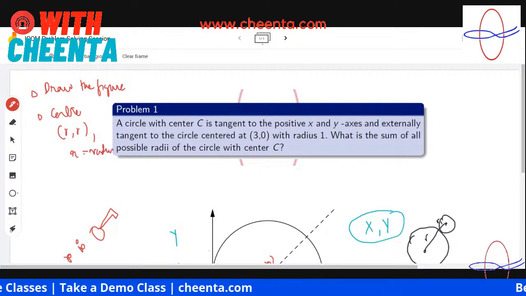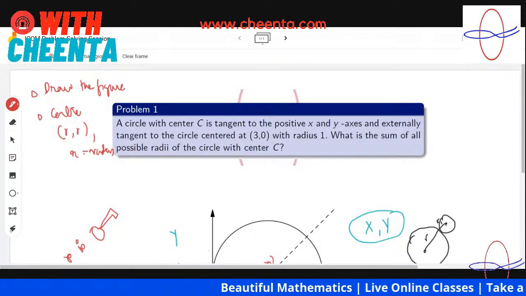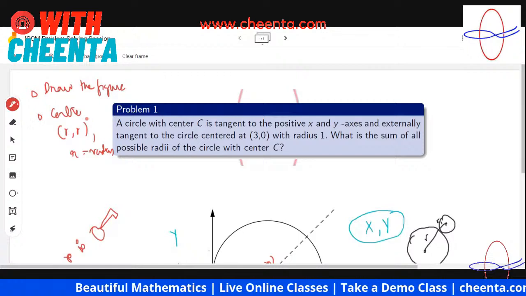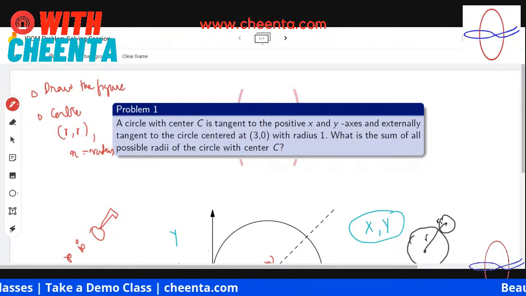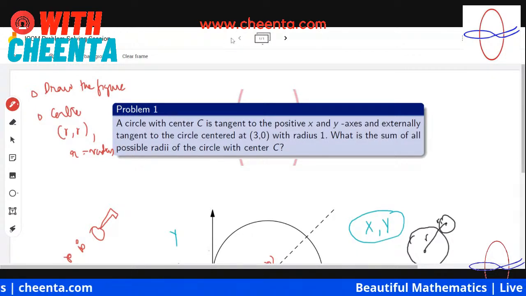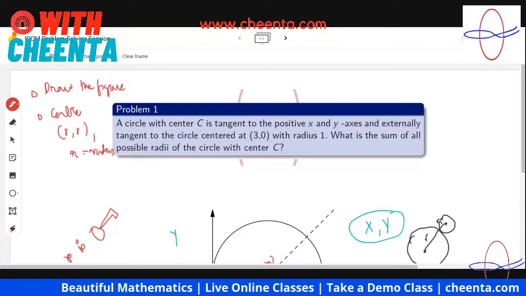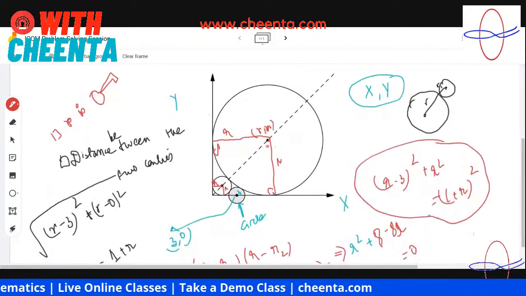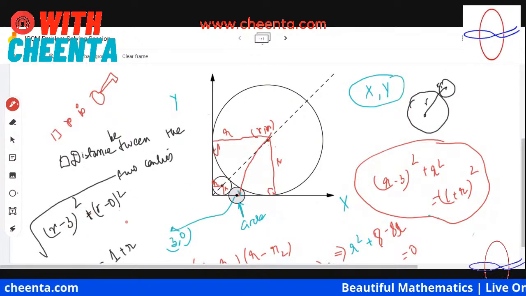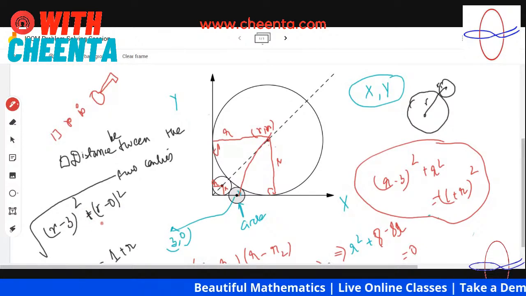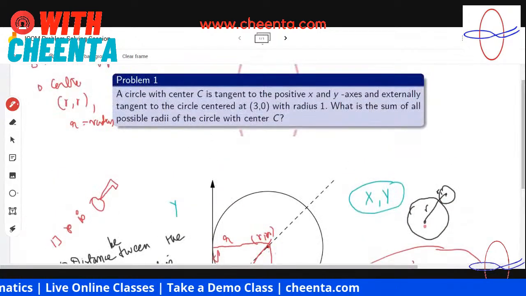So the radius r completely defines the circle. But this information only uses the fact that it's tangent to the x and y axes, right? So now we need to use the fact that it's tangent to the small circle centered at (3, 0). To use that information, the distance between the two centers of these two circles is the square root of (r minus 3) whole squared plus (r minus 0) whole squared, which is equal to 1 plus r. Why? Because the distance between two tangent circles is the sum of the radii.